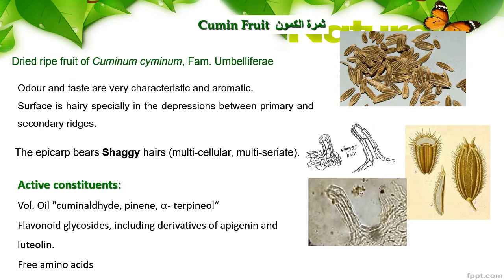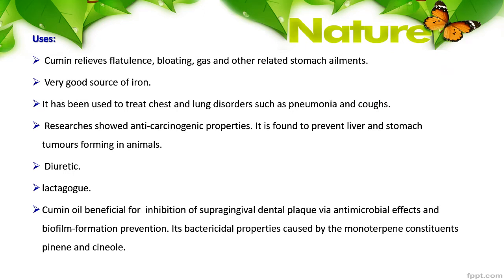The active constituent of cumin, mainly volatile oil, consists of cuminaldehyde, pinene, and alpha-terpineol, in addition to flavonoid glycosides including apigenin and luteolin, aglycones and glycosides, and containing also free amino acids. We have different and variable uses of cumin for the treatment of flatulence and digestive spasm, treatment of bloating, gas, and other stomach disturbance.